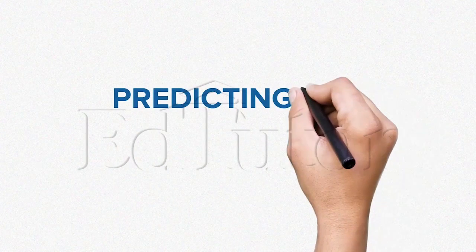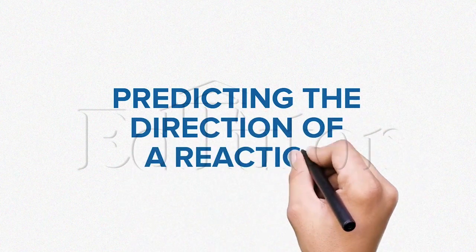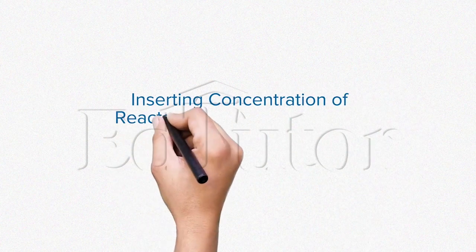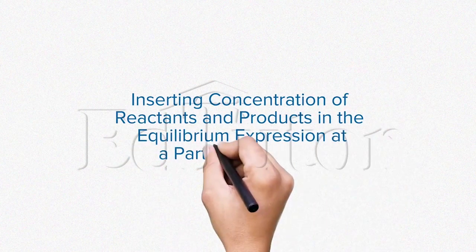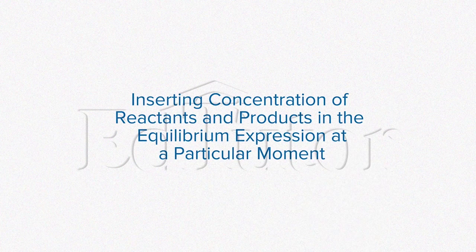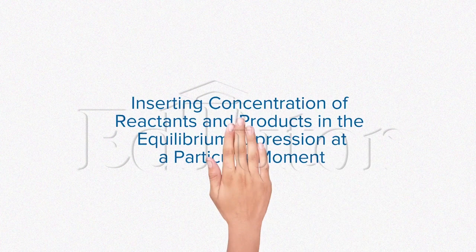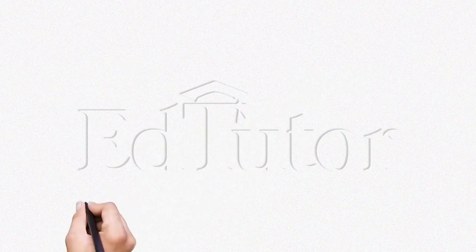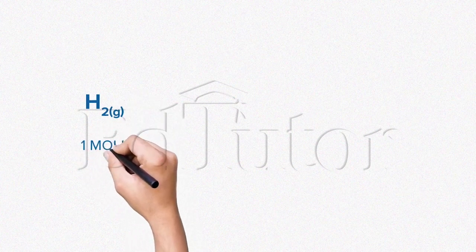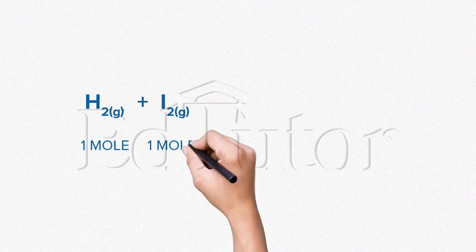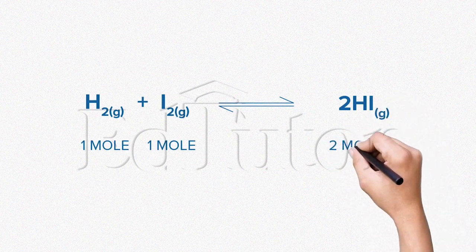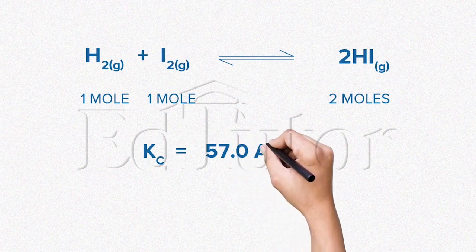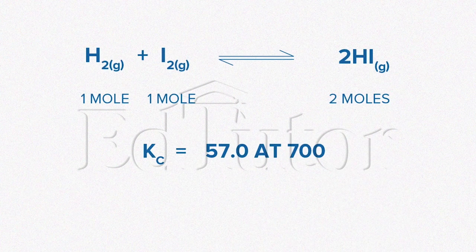The direction of a reaction at any particular moment can be predicted by inserting the concentration of the reactants and the product at that particular moment in the equilibrium expression. Let's consider the reaction between hydrogen gas and iodine gas. In this reaction, 1 mole of hydrogen gas combines with 1 mole of iodine gas to form 2 moles of hydrogen iodide. The value of Kc is 57 at 700 Kelvin temperature.